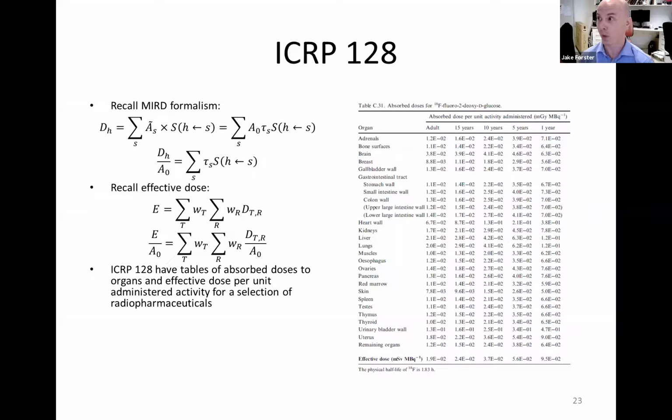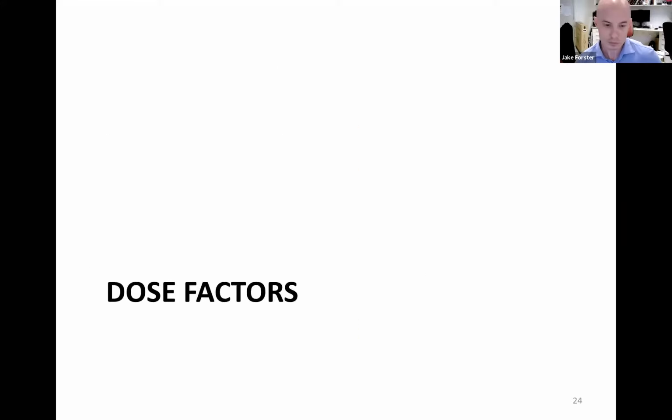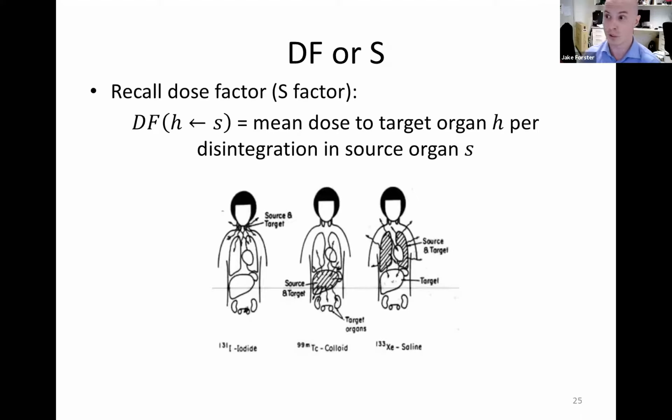But what most people in practice do when they use ICRP 128 is they just look at these tables. So these tables give you absorbed dose in a particular organ per unit of administered activity. They also give you the effective dose per unit of administered activity. So that's one half of MIRD. The other half is these dose factors.